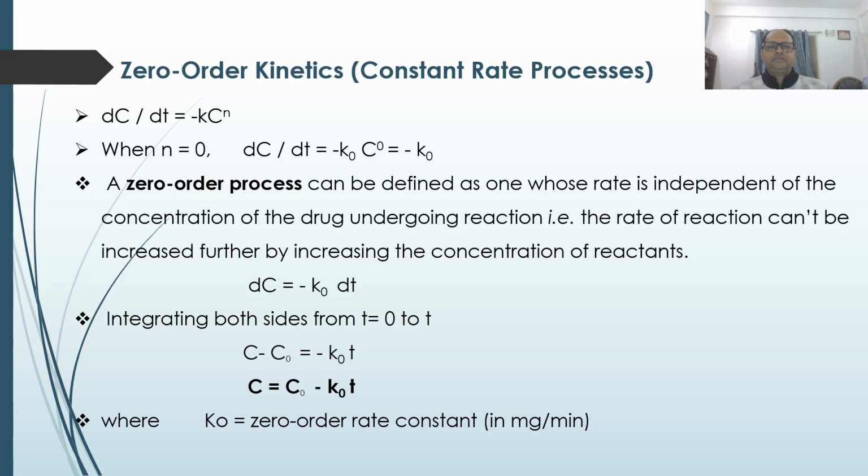After simplifying this equation, dC by dt is equal to minus k0, then dC is equal to minus k0 dt, which is simple mathematics, cross multiplication. Then integrating both sides from t equal to 0 to t, we get C minus C0 is equal to minus k0 t. So after integration and simplification, the final equation is C is equal to C0 minus k0 t.